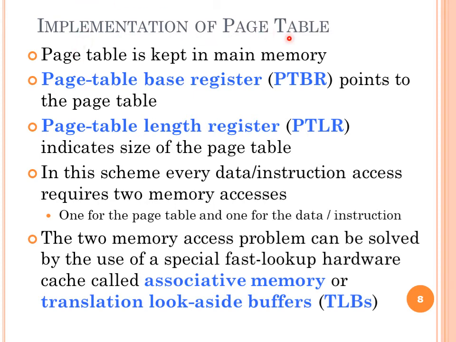The implementation of the page table. The page table is kept in the main memory, and it has two registers, the page table base register and the page table length register. The base register points to the page table, whereas the length register represents the size of the page table. So in this scheme, every data or instruction access needs two memory accesses, one for the page table and another for mapping into the physical address. The two memory access problem can be solved by the use of a special fast lookup hardware cache called associative memory or translation look-aside buffers.